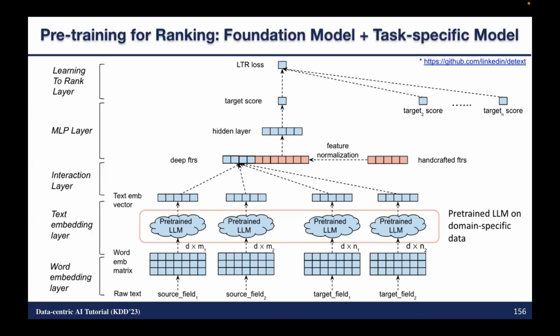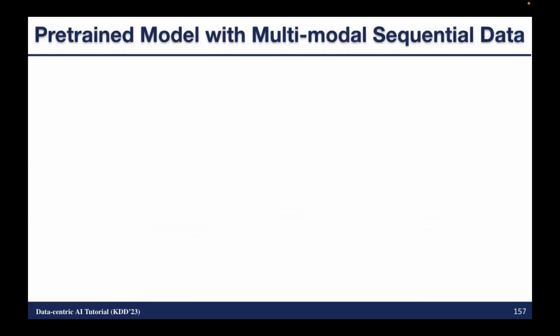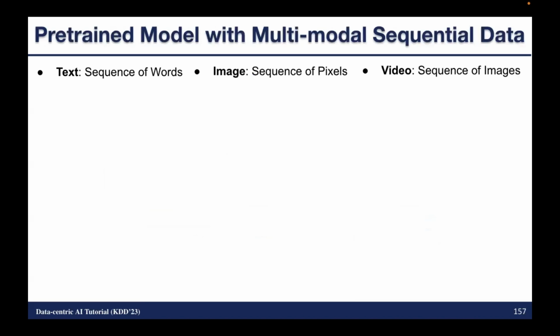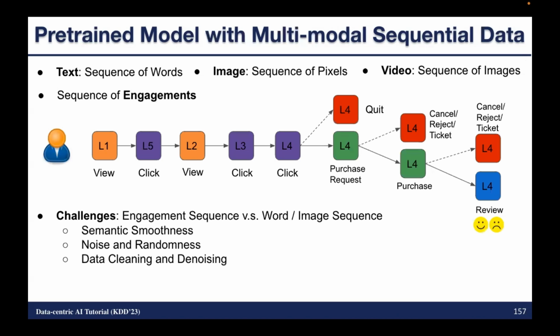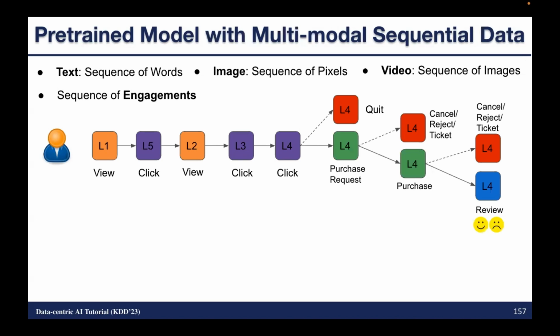Now, one thing I want to highlight is that while we are talking about large language models, fundamentally we are dealing with sequential data. Text is a sequence of words, an image can be considered a sequence of pixels, and video is a sequence of images. What about another sequence of data? Engagements. The user can interact with a lot of items in different ways: view, click, purchase, reject, cancellation. This sequence itself can be used to represent the user's action semantics.